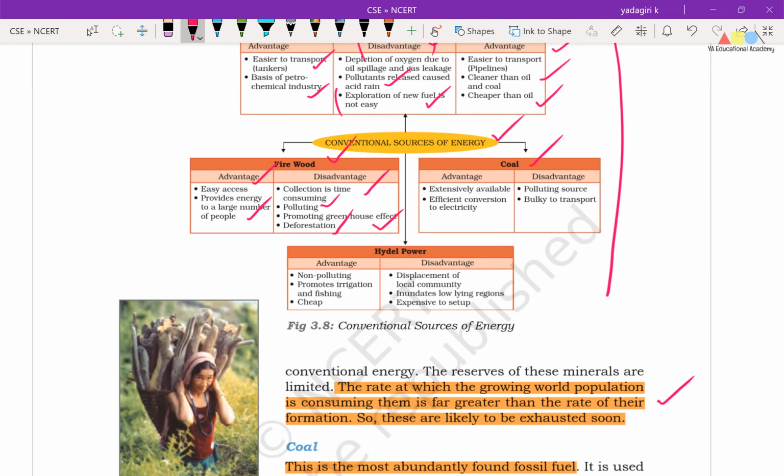And similarly, when it comes to coal, the advantages are that it is extensively available. So coal resources are extensively available. Friends, it is efficient conversion to electricity. So we can efficiently convert the energy in the coal to electricity. And disadvantages, everybody knows the disadvantages of usage of coal. One thing is it is the major source of pollution, and it is bulky to transport. So transport is time consuming, and as well as it is a costly affair.